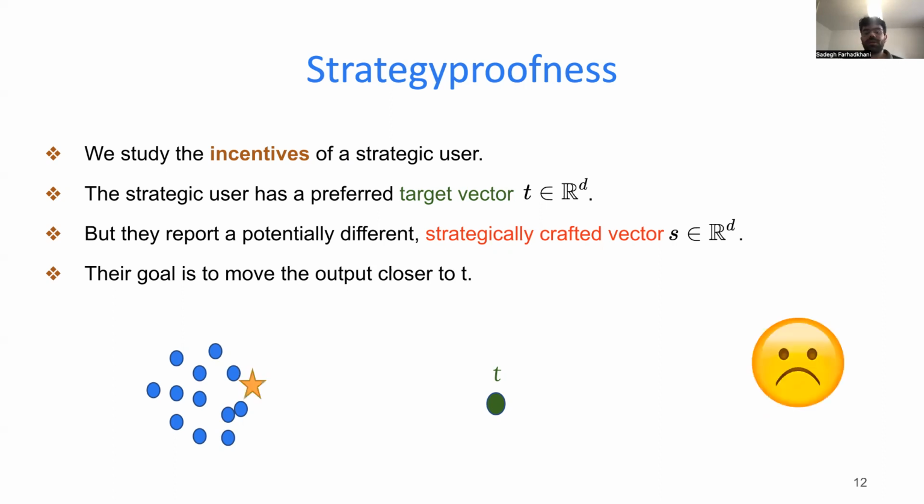So if we assume the output of the aggregation rule is the star on the left, in this case, the strategic user is not going to be very happy as the output is actually far away from their true target vector. But if the output moves to the right, as you can see, the strategic user becomes much happier as it's now close to their target vector.